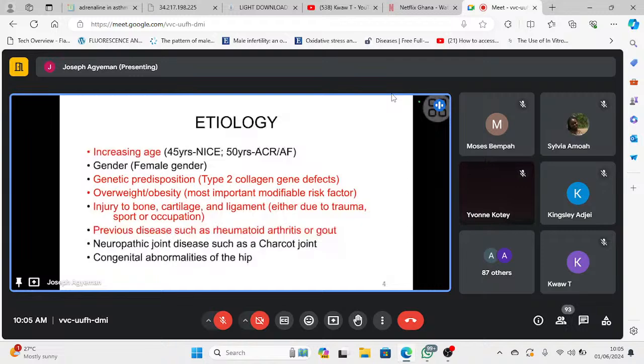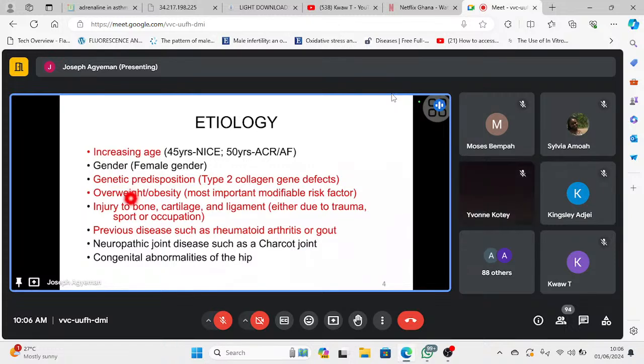All right, let's continue. One example of the biological factors includes genetic predisposition. Some people do have abnormalities when it comes to genes that code for collagen. So we call it type 2 collagen defect. And of course, you need collagen to produce some of these joint structures. If it is defective, then it predisposes the person to osteoarthritis.